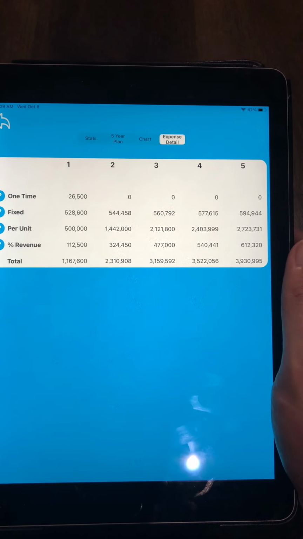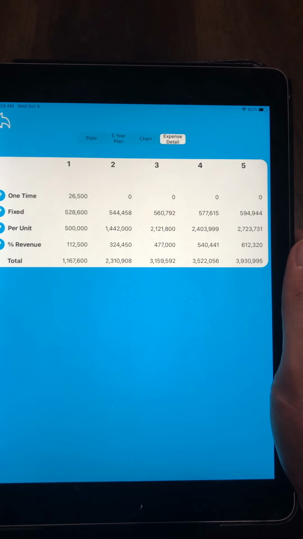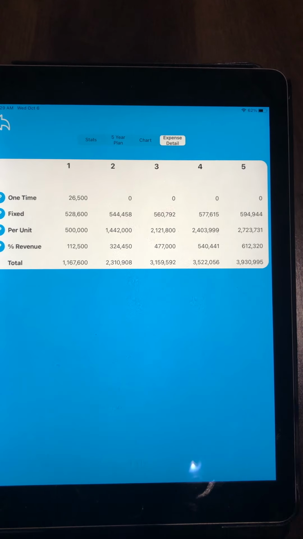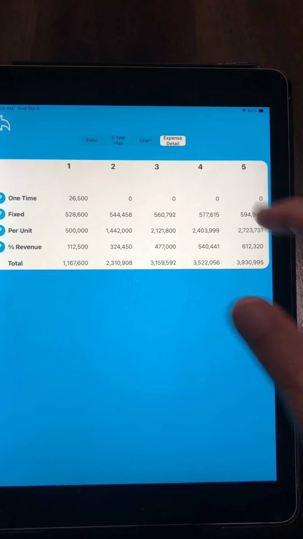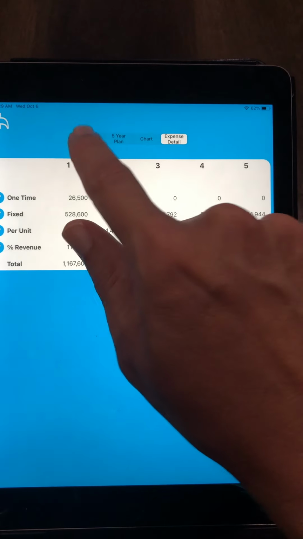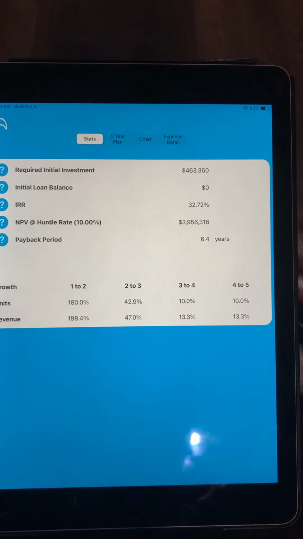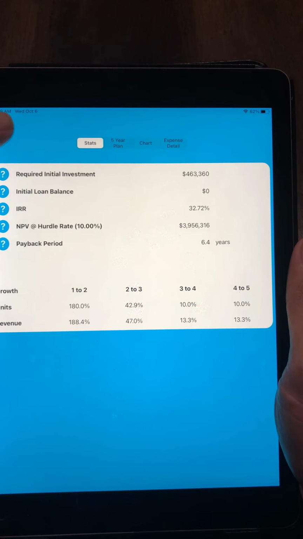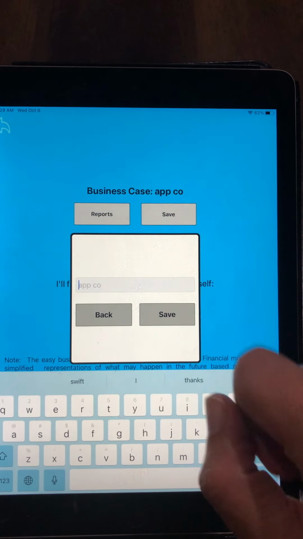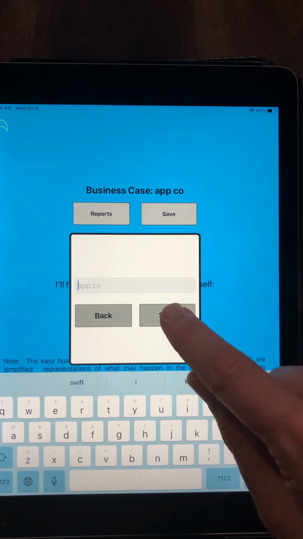And then I have a breakdown of the expense detail from the 5-year plan, just because I lump all the expenses on one line there, but the expense detail can be seen here as broken out. Okay, this is great. Sorry, we're going to go back, and now I'm going to save this. It's already got the name APCO populated, so I'm just going to hit save.